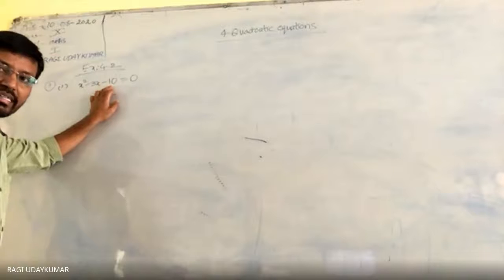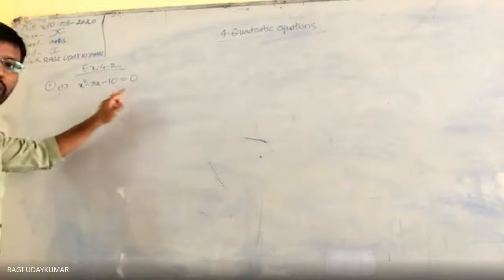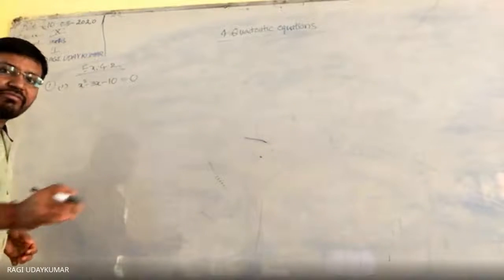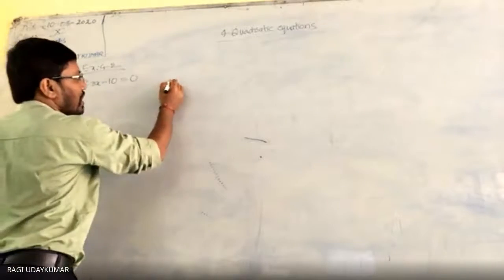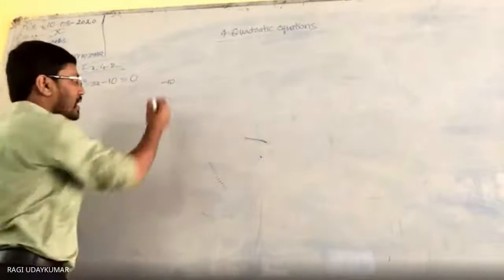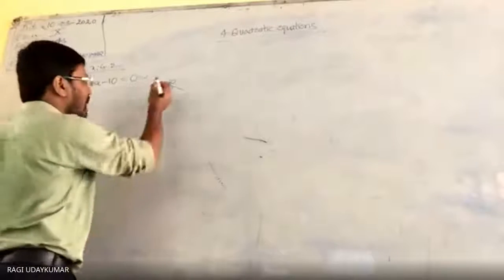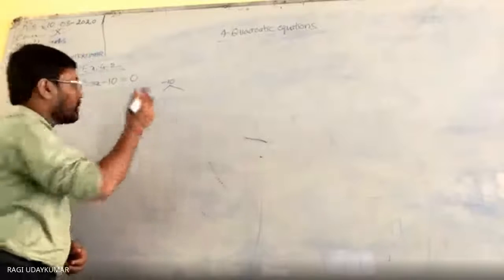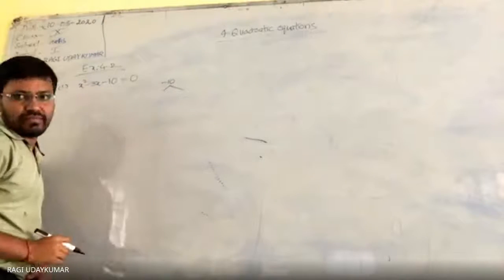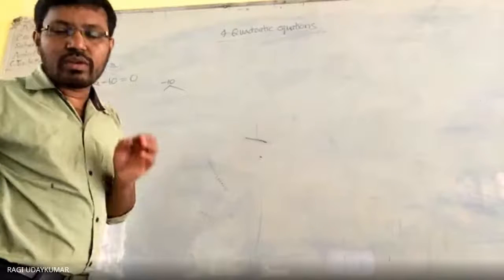How do we factorize? Once again, I am explaining. The constant term and the x squared coefficient are to be multiplied. After multiplying these two, what do we get here? 1 is there, here minus 10 is there. So we get minus 10. The factors of minus 10 are to be taken into consideration. As you have the minus sign, the difference of the two numbers should be equal to this number.